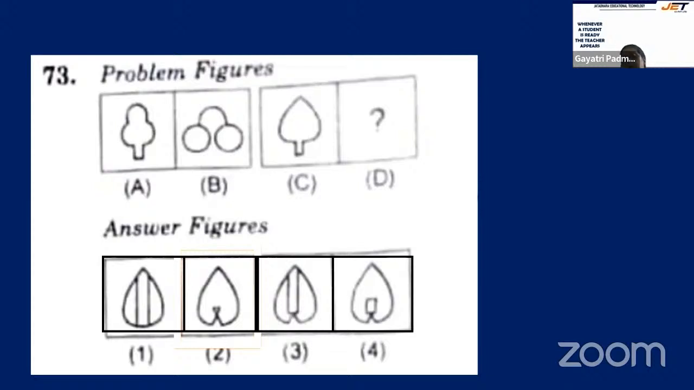So how do you get the option D? Is it option 1, option 2, option 3, or option 4? Quickly think over it and then you can choose your answer. All right, students, quickly just think. You should always observe your first two figures, A and B, and how do you get D?